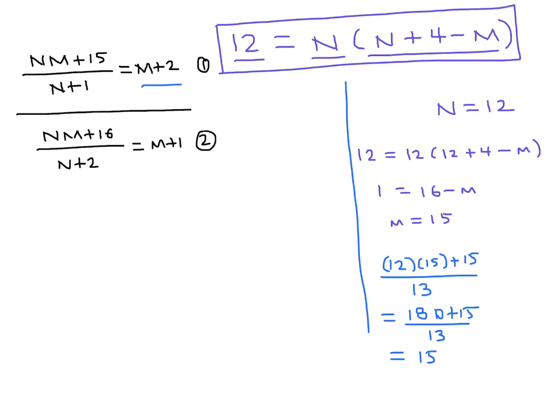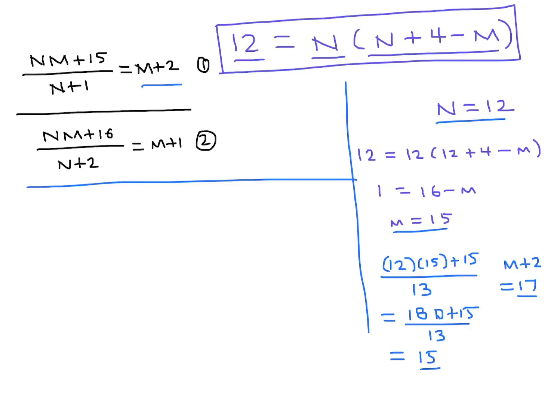Now the other part of it is m plus 2. m plus 2 is 17. So unfortunately, 15 does not equal 17. So this is a dud. We can't go with that. That's okay, that's what trial and error is all about. So n can't be 12. Let's go with the next one.